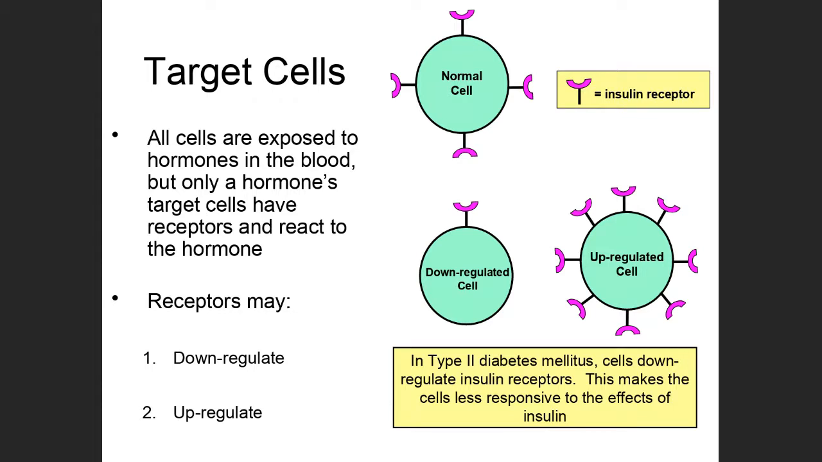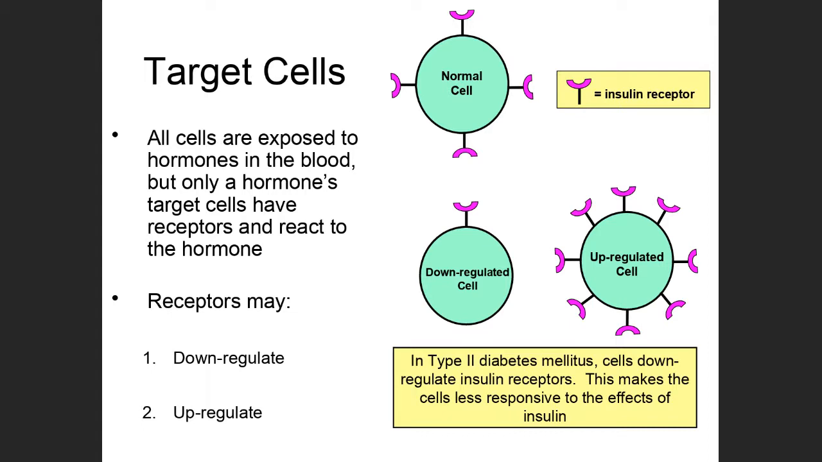One of the things that you should know about receptors for hormones is they can downregulate, meaning that they can decrease their numbers on the outside of a cell that they're found on, or they can upregulate, meaning that they can increase their numbers on the outside of a cell that they're found on. Receptors will downregulate when they are exposed to chronically high levels of the hormone that they bind. They will upregulate when they're exposed to chronically low levels of the hormone they bind.